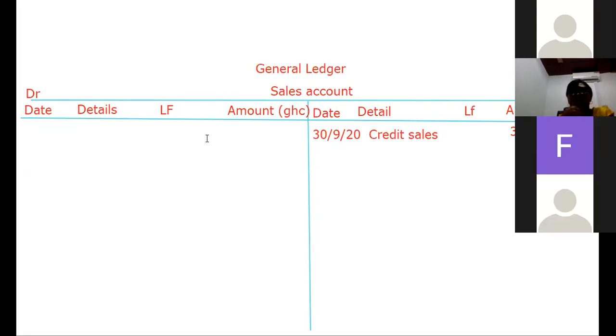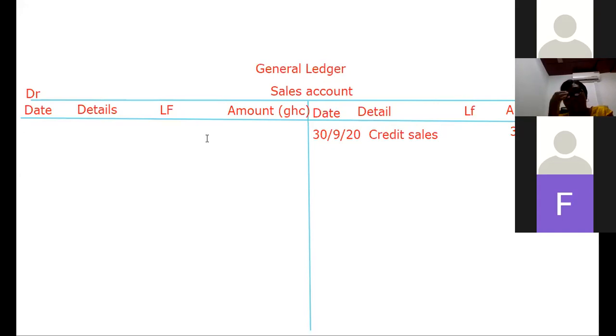Okay, now I'm going to give you 10 minutes to do the purchases ledger and the purchases account quickly. So enter all in the purchases ledger and open the purchases account in the general ledger and post the purchases account there.